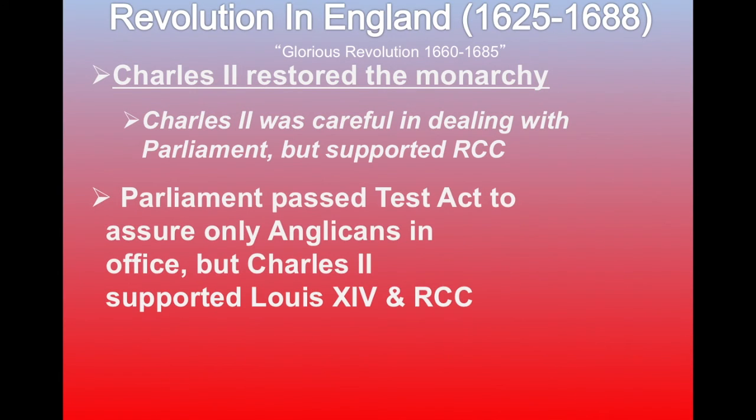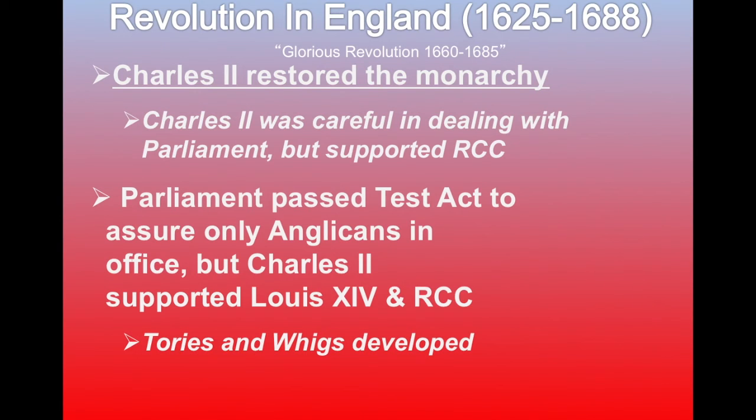Parliament passed a Test Act to assure only Anglicans in office. So you start to see that Parliament and Charles II, the king, would start to be at odds with one another. Parliament wants to be more Anglican, Protestant, Church of England, whereas Charles wants to go back to the Roman Catholic Church way of doing things. He supports Louis XIV and France and their Roman Catholicism there in France.